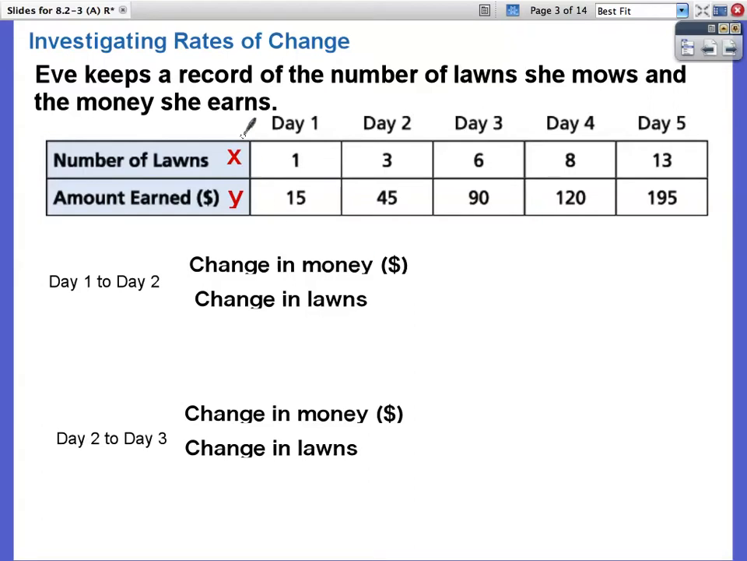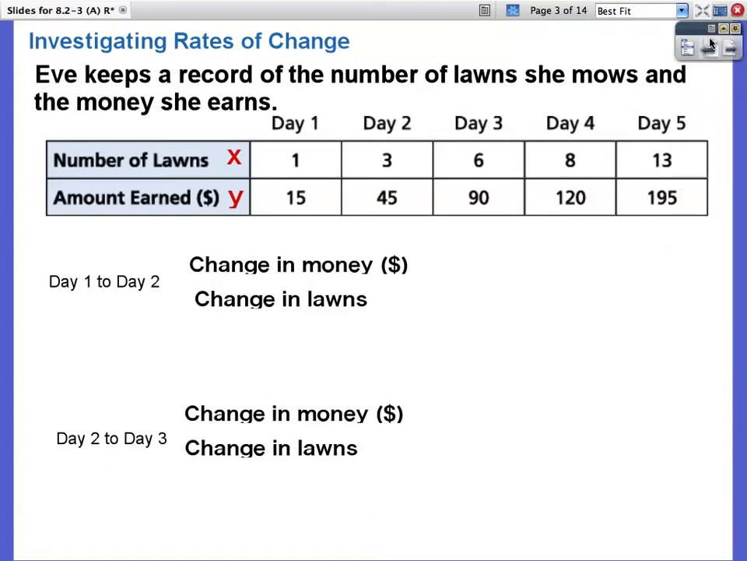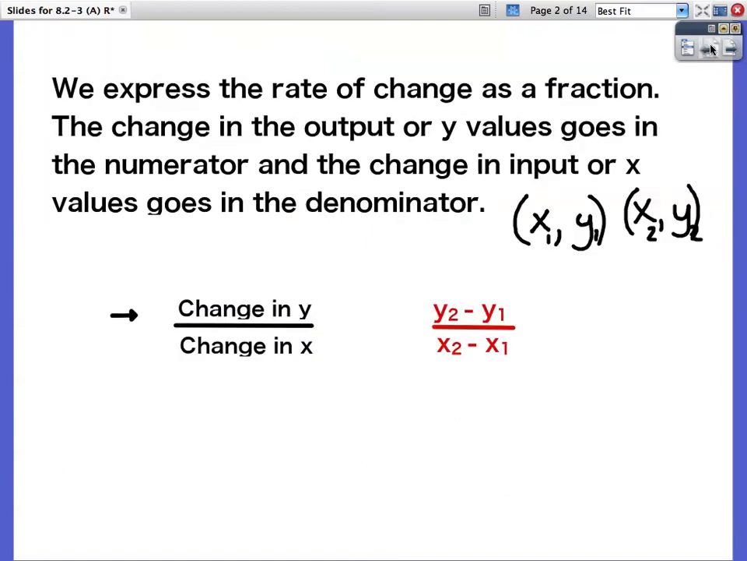First off, remember the top part of the table here, the inputs, are x's. The bottom part of the table here, the amount of money earned, is our y's, or the output. And so when we're trying to calculate the rate of change between, let's say, day 1 and day 2 first, we want to put the change in money in the numerator, okay? And in the denominator, we want the change in lawns. Because remember, back here in the very first part of the lesson, we said the change in y goes in the numerator and the change in x goes in the denominator.